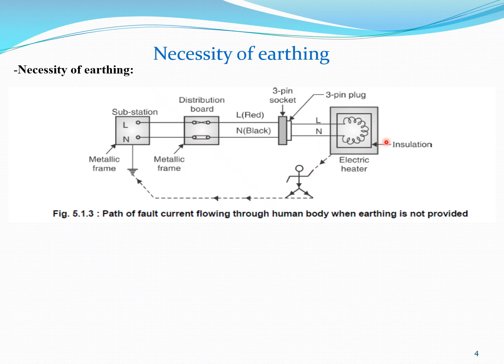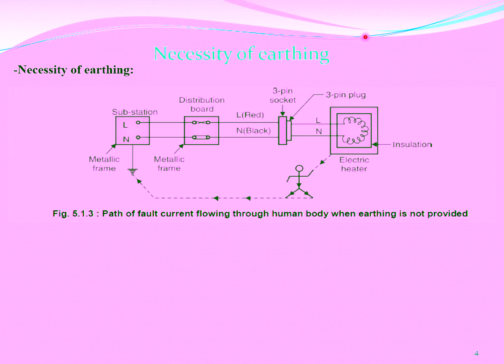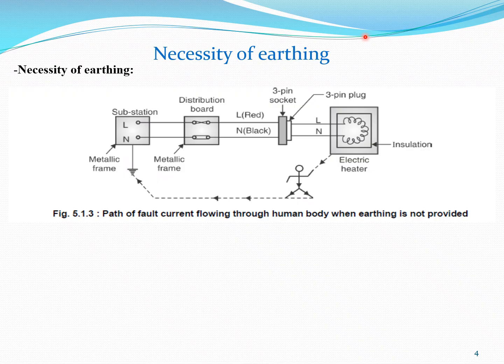However, if earthing is provided to the metallic body of the equipment and the person touches the metal frame under fault condition, even then he will not get any shock, as two parallel paths are provided for the fault current. Two parallel paths means one is through the earth wire and the other is through the human body.